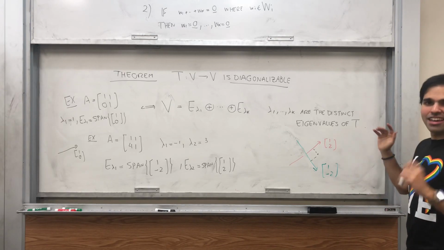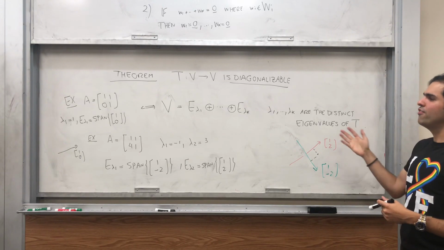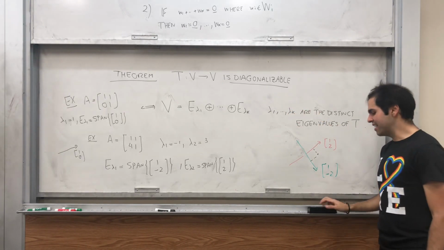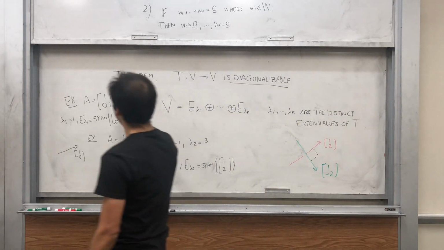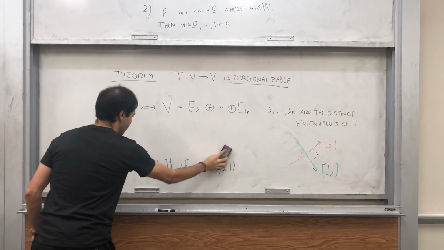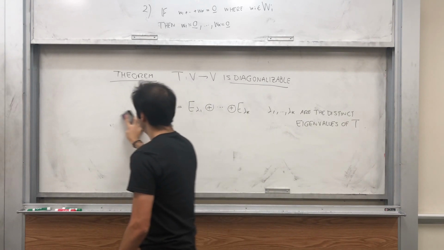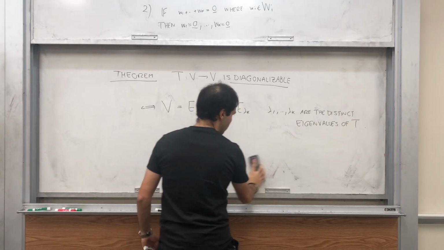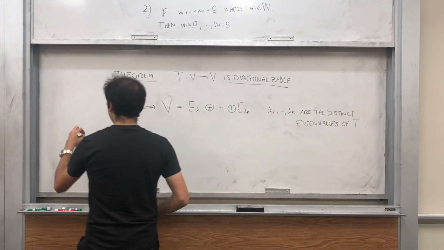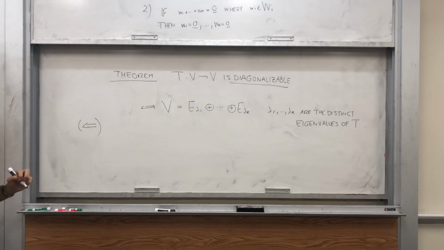So in other words, again, to emphasize it, an operator is diagonalizable if and only if you can write the vector space as a direct sum of the eigenspaces. All right, and now with this motivation, let's prove this. I think there's an easy direction and a hard direction, so let's do the easy direction first.